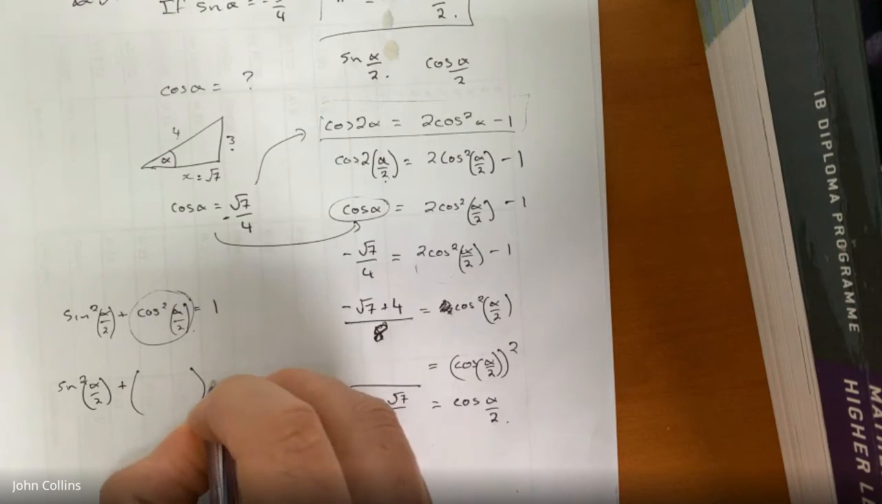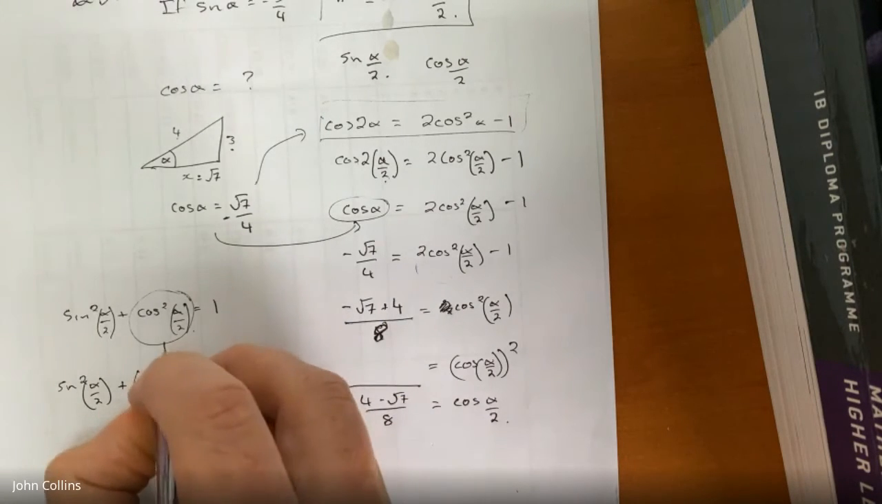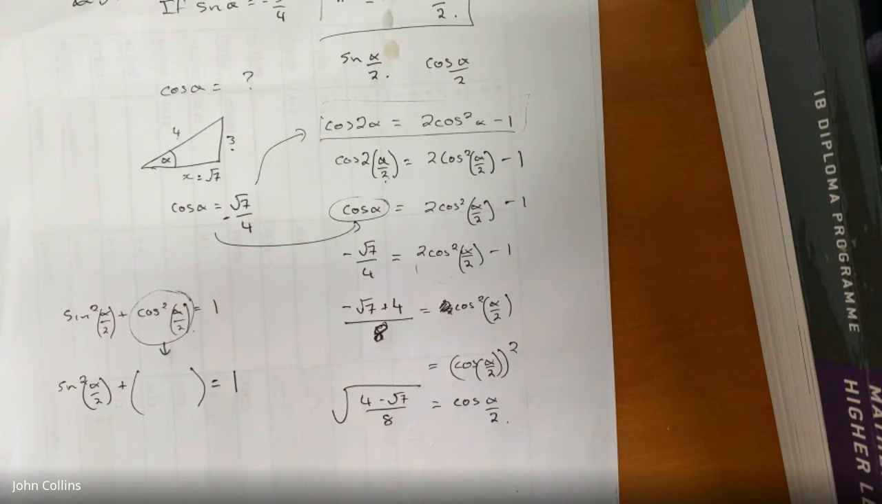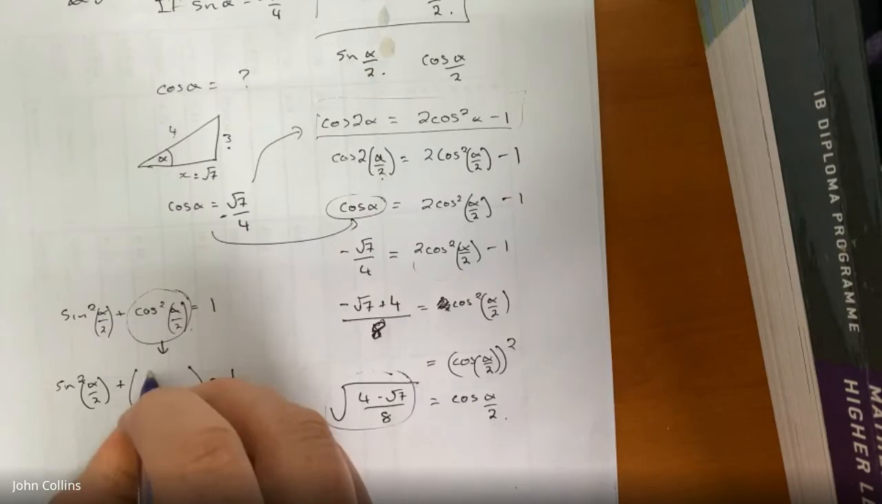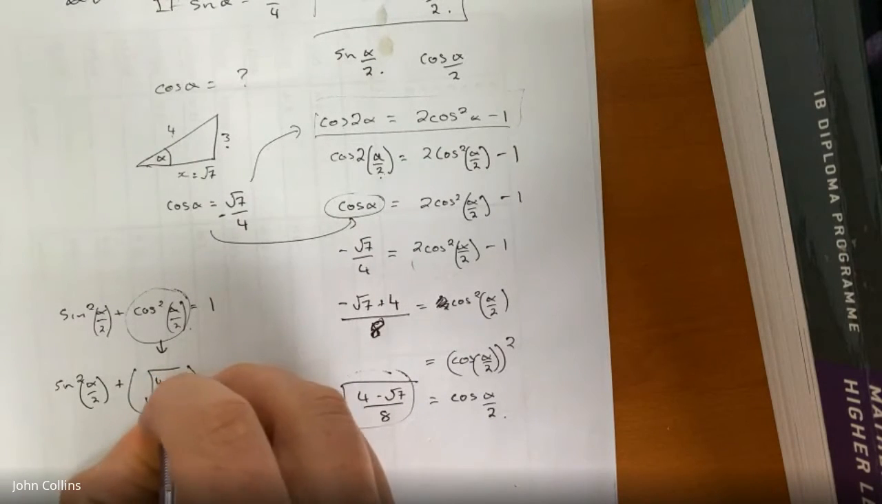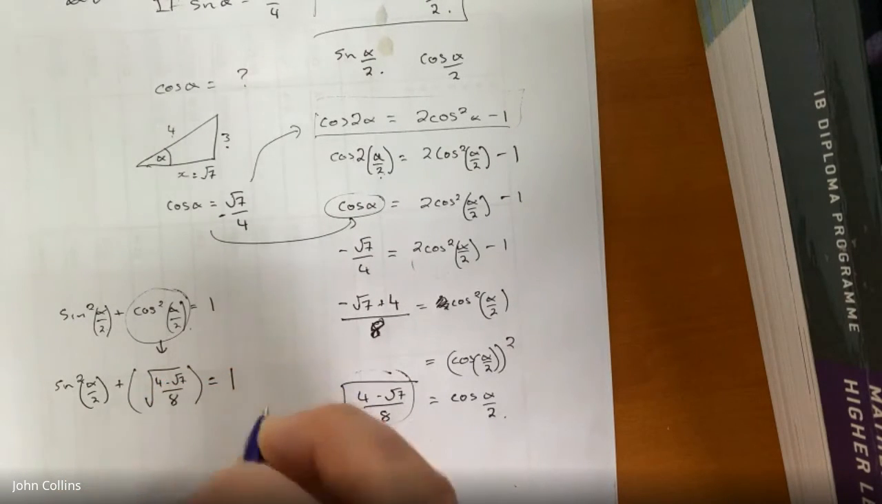All right, so that equals 1. Now, what am I going to pop in here for cos squared alpha? Would you put in negative square root 7 plus 4 over 8? Okay, so this is square root 4 minus root 7 over 8. And you're saying to put in negative, yeah?